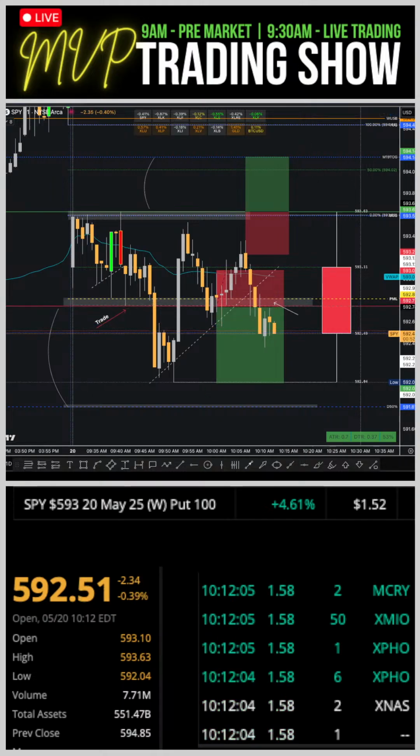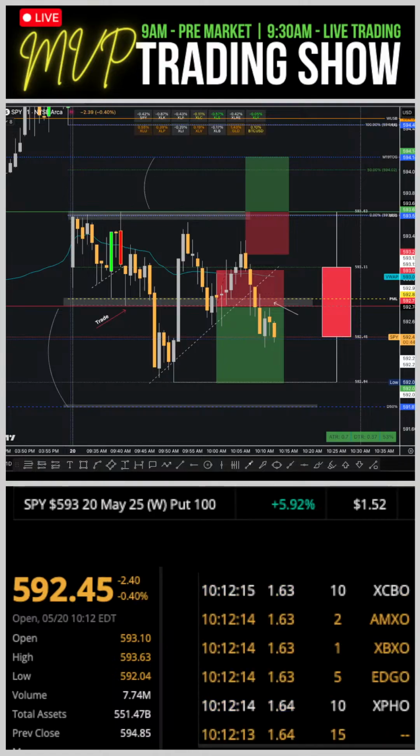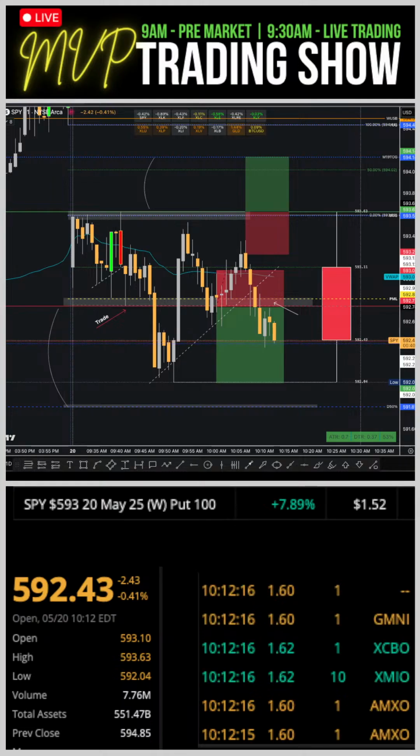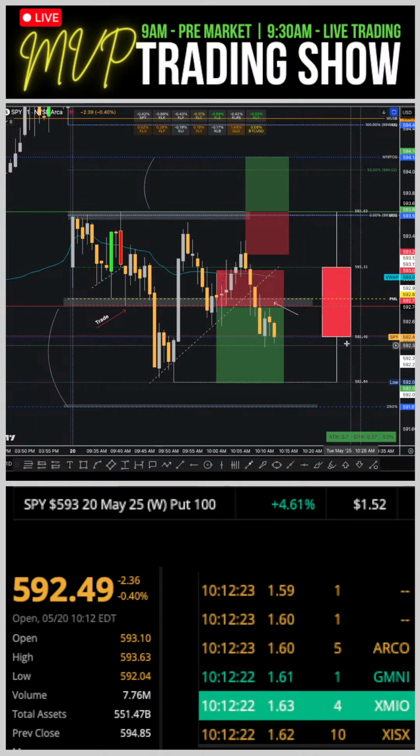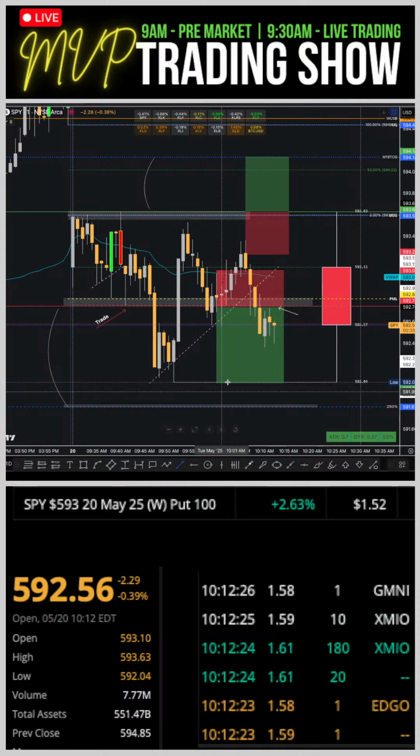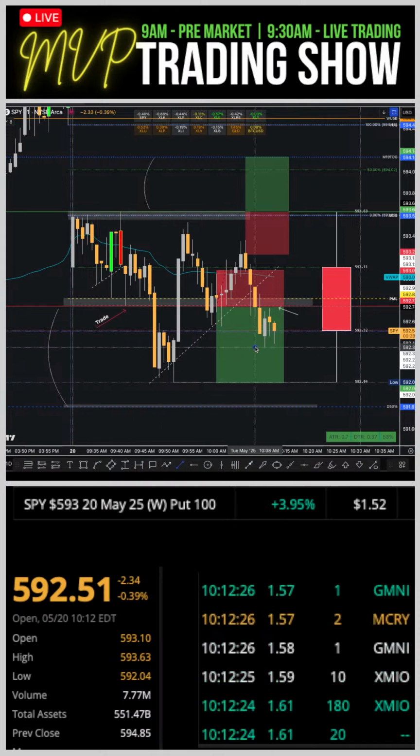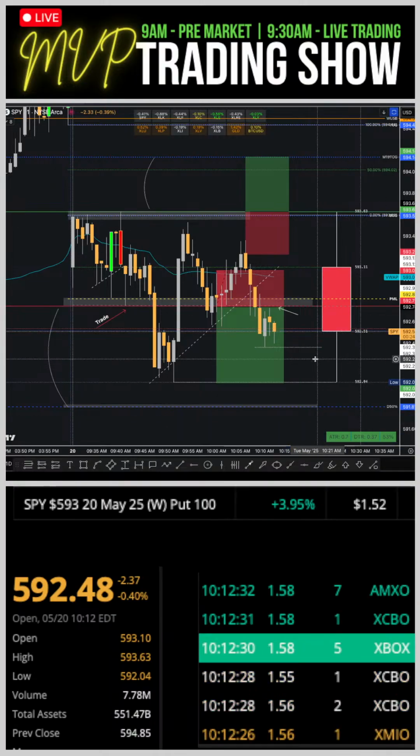Okay, we're starting to move here. See if we get that continuation. I'm gonna take some off right there at 7. Okay. See if you can take out these lows down here. Still in the position, and runners. Take a majority off at 7. See if you can violate these lows down here. Okay.